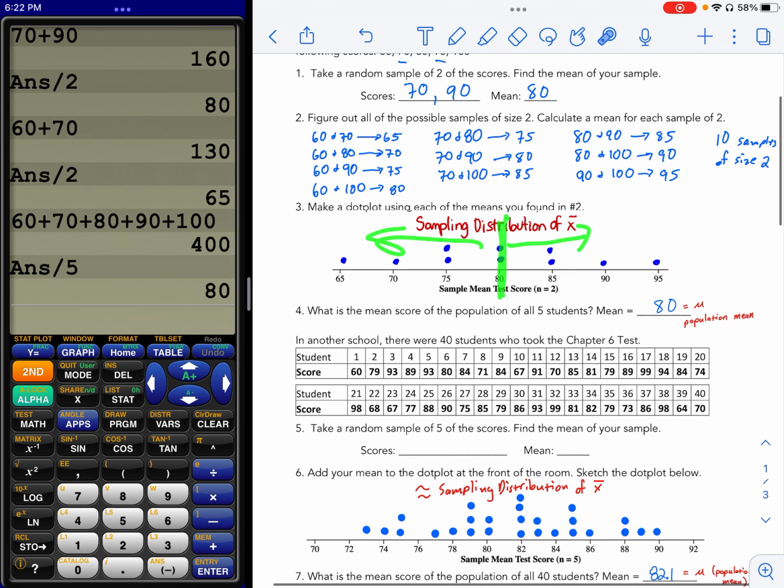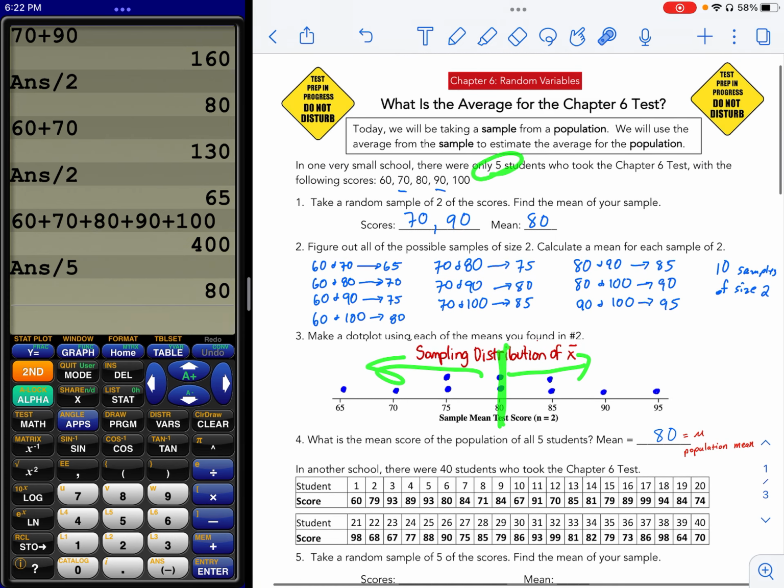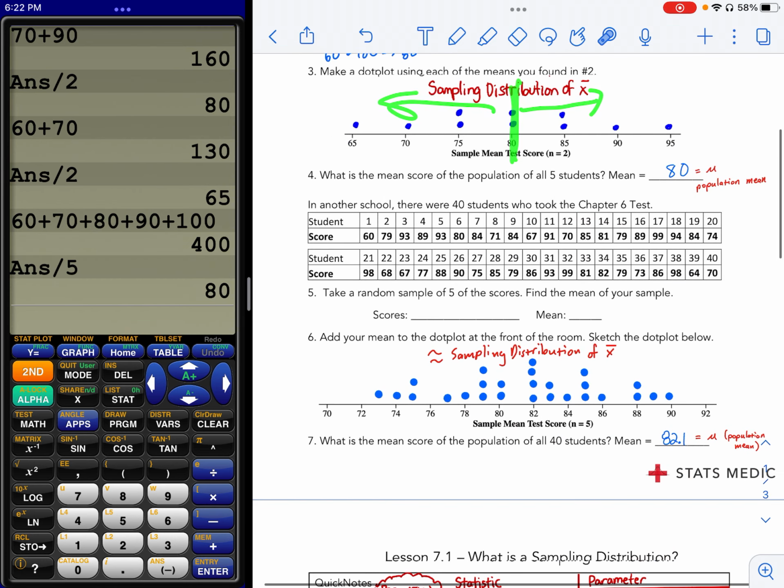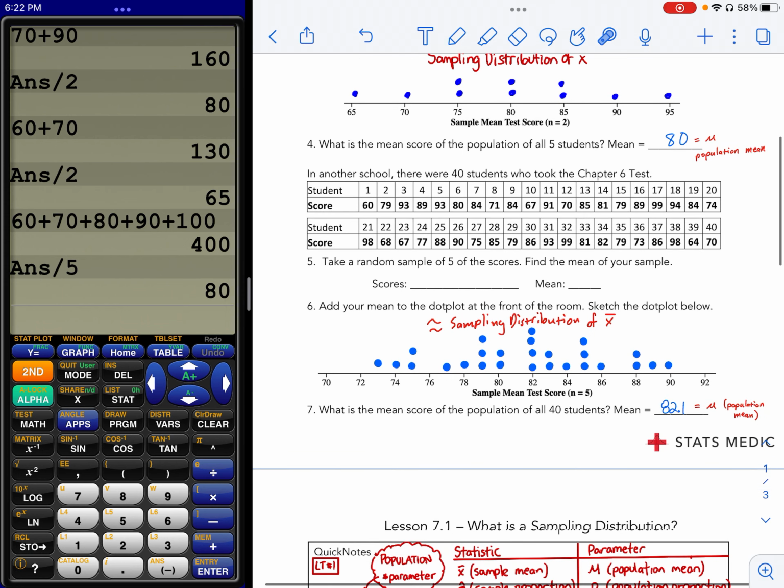All right, well, that was a class with 5 kids. Only 5 kids. What if we had a more normal thing? Like, what if you had like 40 kids who took the test? In fact, I had 40 kids take the test. And here's their scores. Student 1 got a 60, student 2 got a 79, and so on for all 40 kids. Here's what I want you to do.